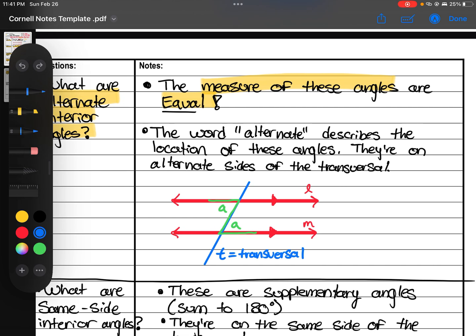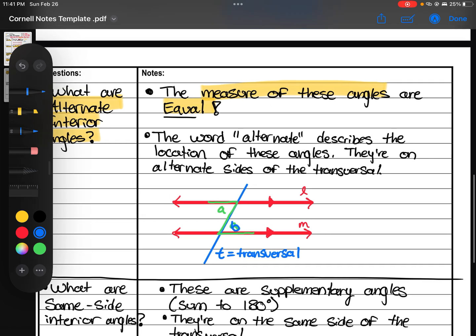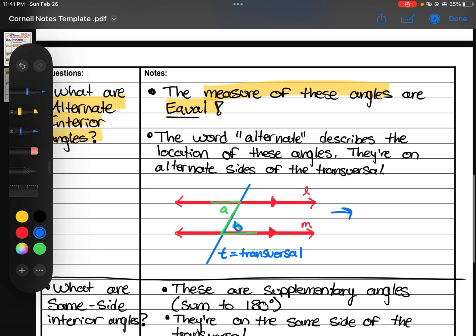So just so that way we can visualize it a little bit better, I want to make this B. And then I want you to write off to the side that A, so angle A, is congruent to angle B. So that is an important tidbit. And that's going to be your location.